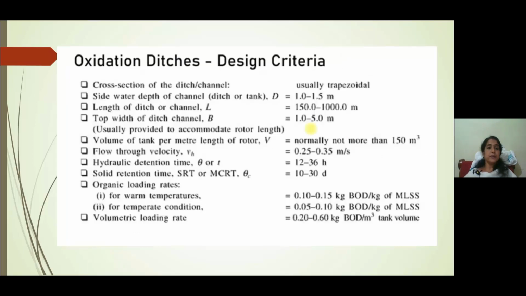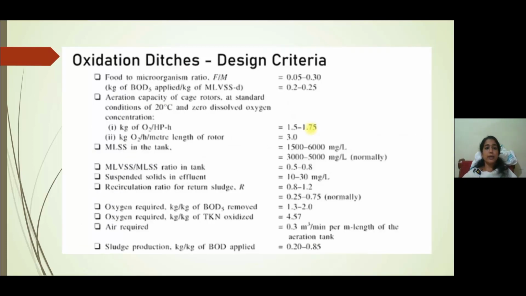These are the design criteria: cross section of the ditch channel, side water depth, the length of ditch, top width of the ditch channel, flow through velocity, volume of the tank, hydraulic detention time, solid retention time SRT, organic loading rates for warm temperature and normal temperature conditions, and volumetric loading rate. Then the F by M ratio, that is food to microorganism ratio, is also given. Aeration capacity is also given.